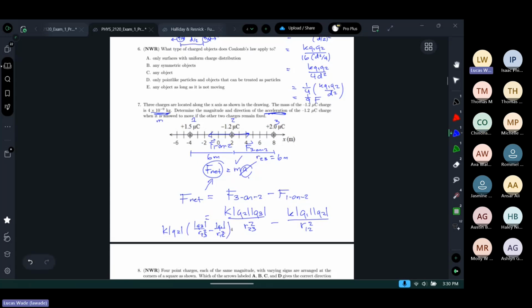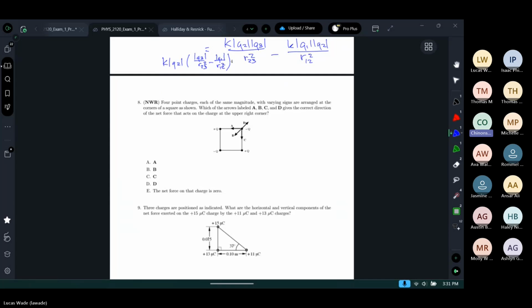And whatever that comes out to when I put in this for Q2, this for Q3, and this for Q1, and then 6 meters for both of those distances, I should get the answer I need for the net force. The final step is to use Newton's second law to divide that net force by the mass of the object to get its acceleration, and it will point in the same direction as the net force. So I would expect to the right. Okay.